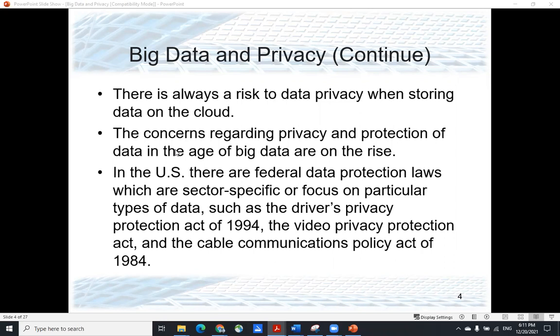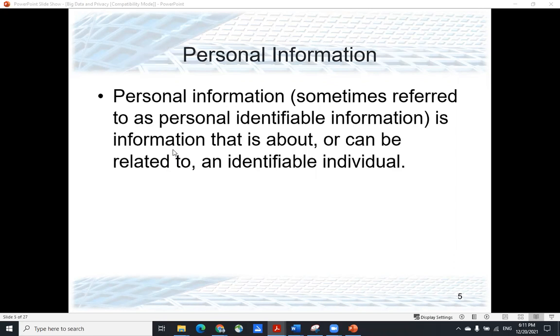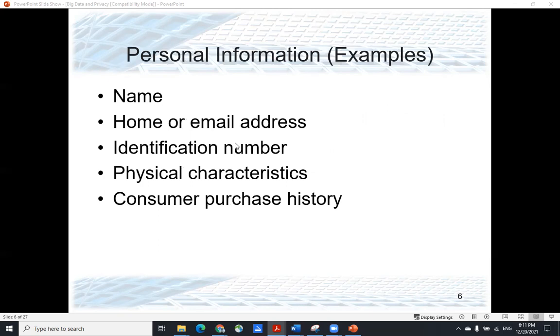And so we talk about personal information. Personal information, what does that mean? It's sometimes referred to as personally identifiable information. It means information that can identify you as a person. Like I said, your name, home or email address, physical characteristics, the ID number, like your driver license number and social security number and so on. So that's the personal information. Some of the examples are names, home or email address, ID number, physical characteristics, consumer purchase history, and so on.